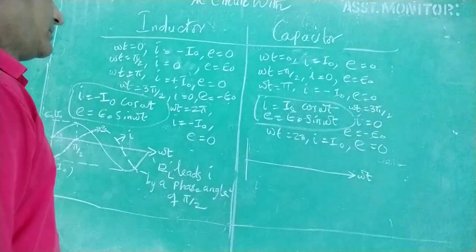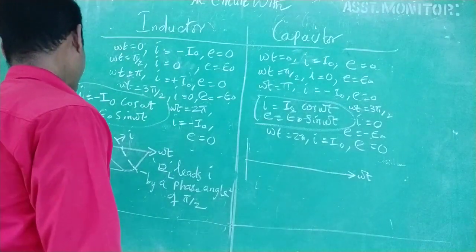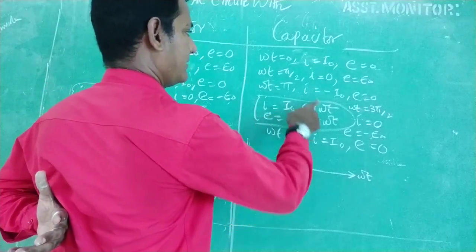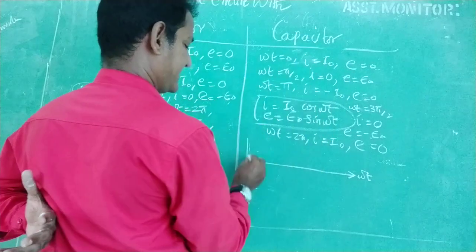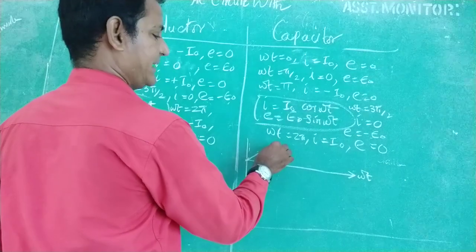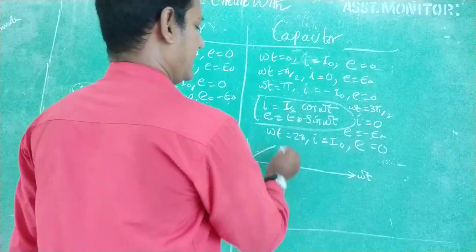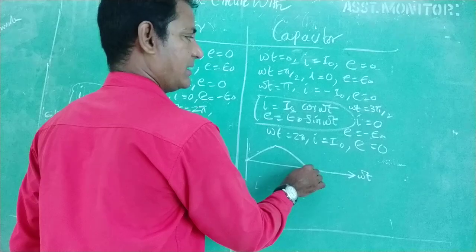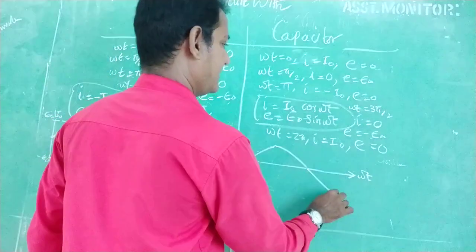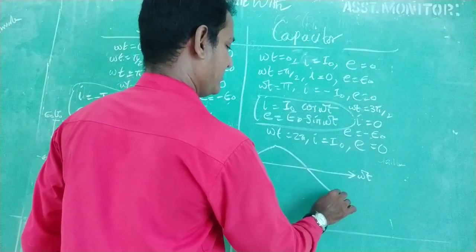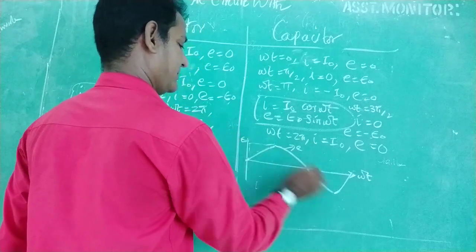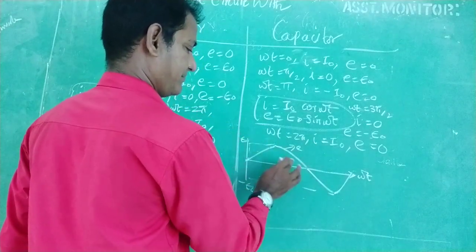Right. So here, first thing, for voltage starts with 0, reaches the maximum value E naught at an angle of 90 degree, and E equal to 0 at pi, and E equal to minus E naught at 270, and then E is equal to 0. So this is E, this is plus E naught, this is minus E naught, right?